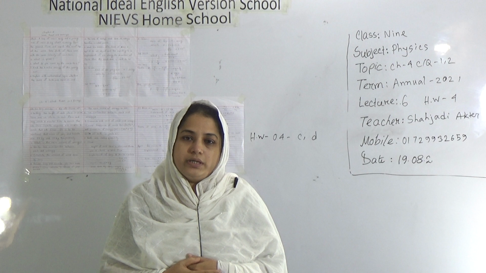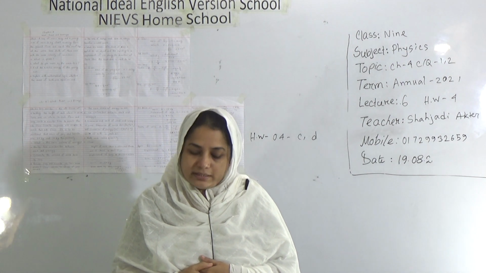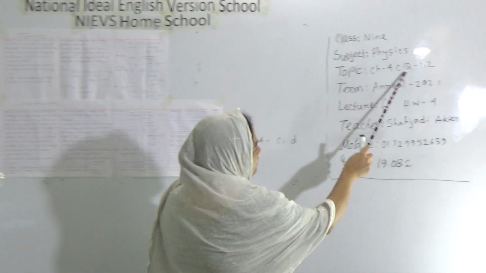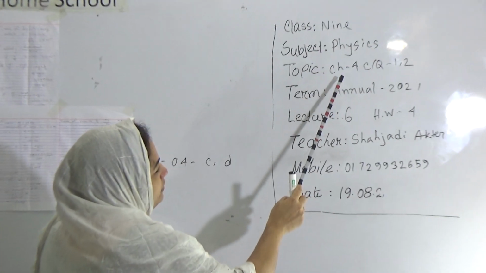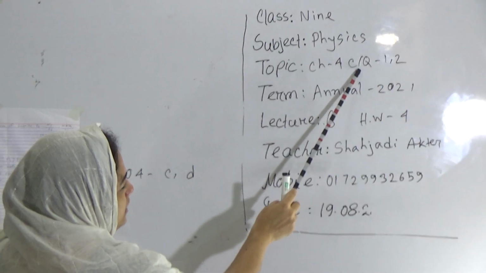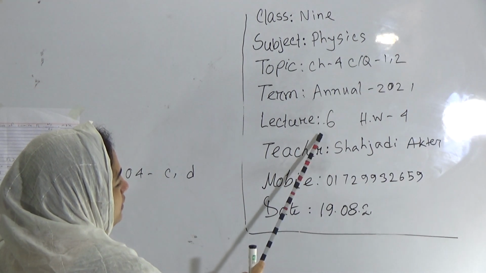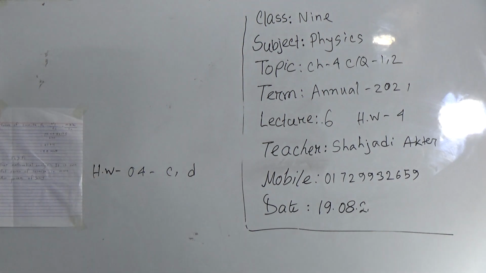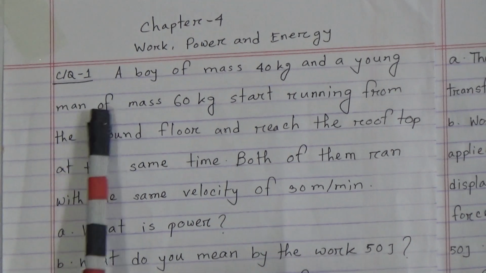Today I am going to take a physics class for class 9 students. My dear students, our today's topic is chapter 4 CQ1 and 2. Today's lecture number 6, SW number 4. Now let's start our class. This is chapter 4, work, power and energy, and we have already read this chapter. Today we will solve CQ1 and 2 from the exercise.